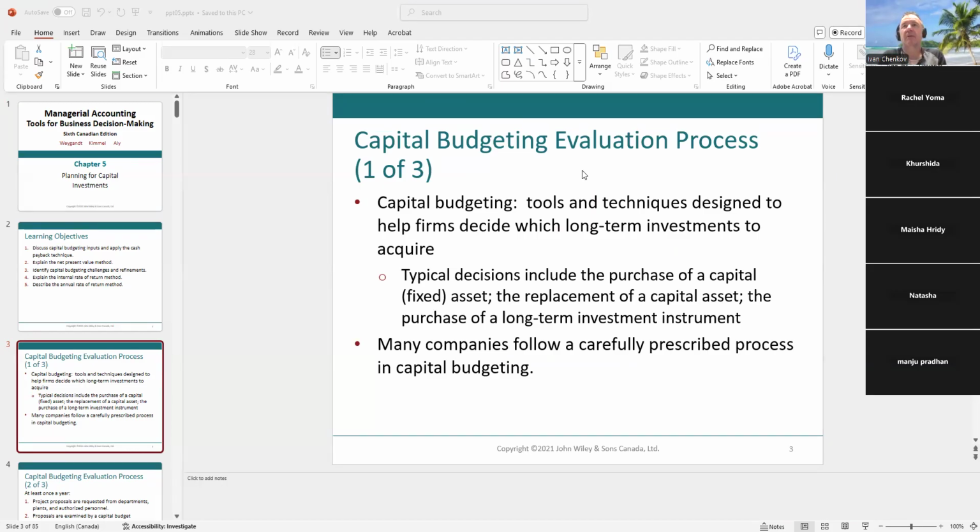First, we have to identify why we need those budgets. First, we have to analyze the purchase of the capital assets itself, or replacement of the capital assets, or purchase of long-term investment instruments. How are we going to do this process?